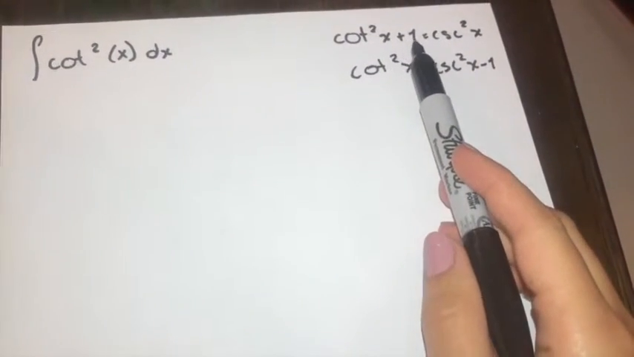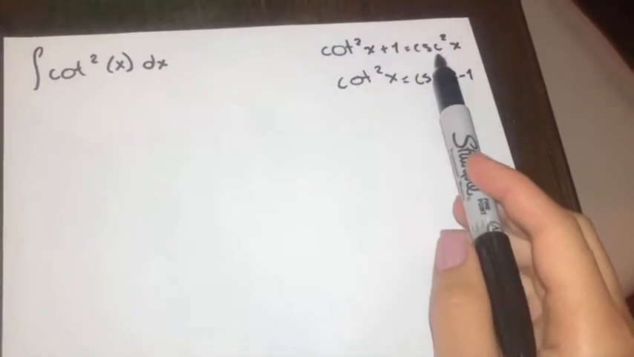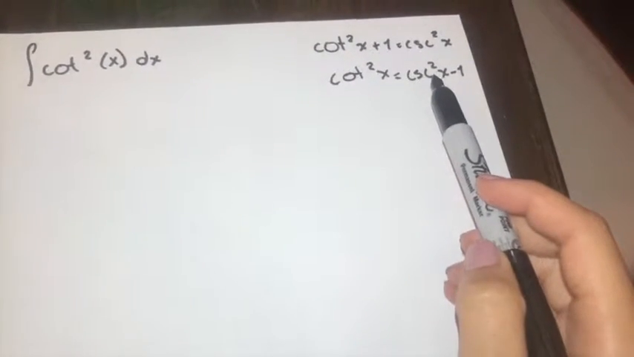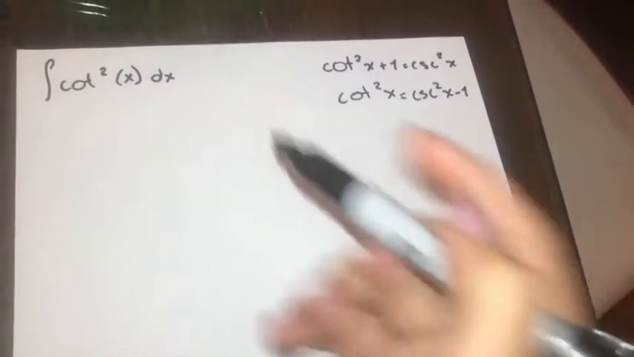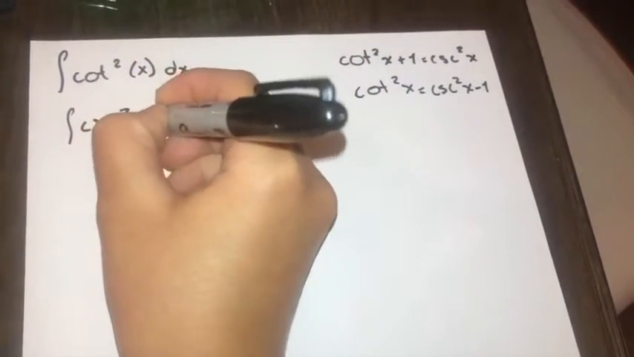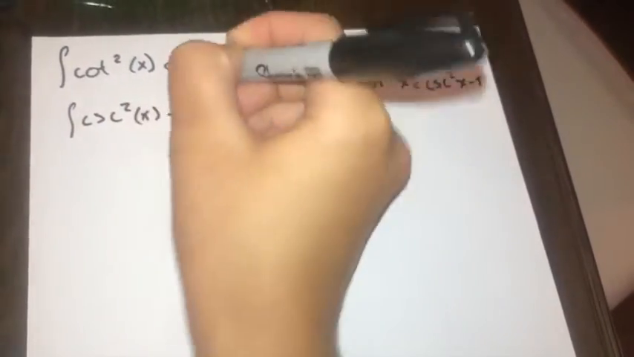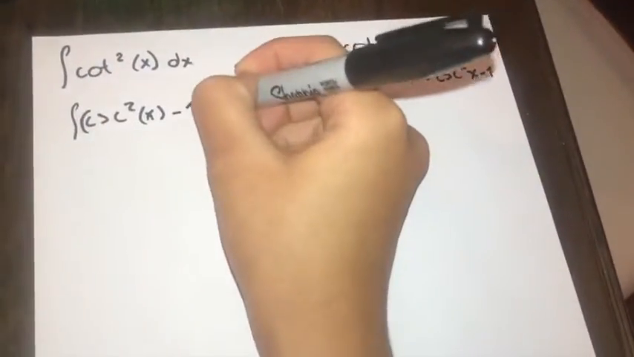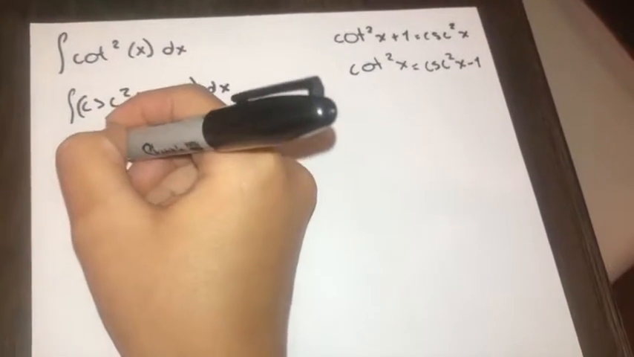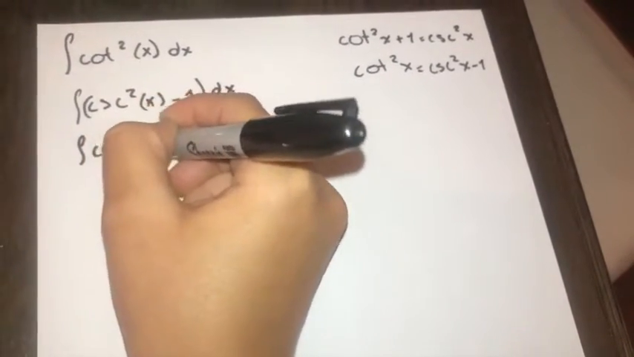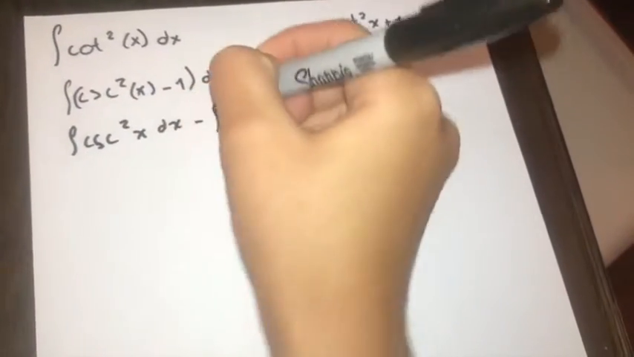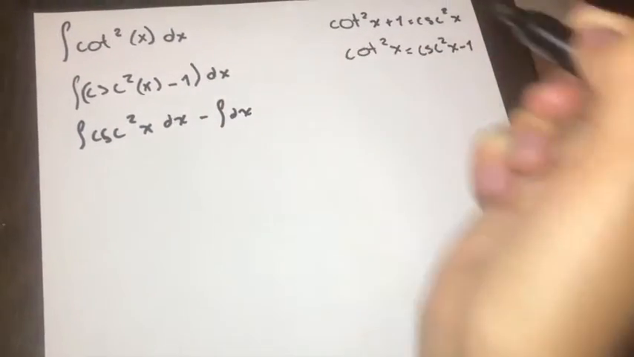Okay, so now we're going to try to integrate cotangent squared of x, knowing that the cotangent squared of x plus 1 is equal to the cosecant squared of x. So that way we know the cotangent squared of x is equal to cosecant squared of x minus 1. So we substitute it right here: cosecant squared of x minus 1 with dx. That way we just have to separate the integral of cosecant squared of x dx minus the integral of dx.